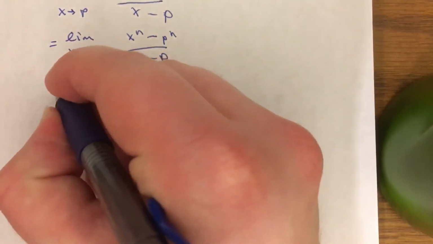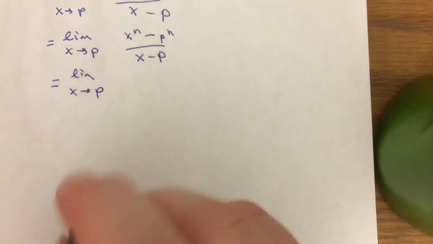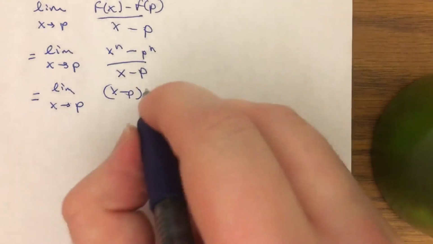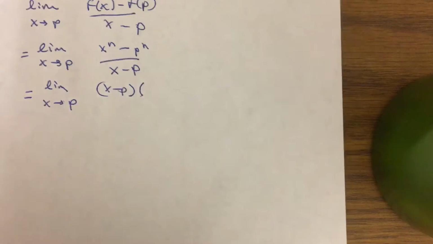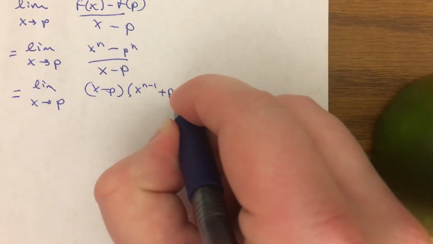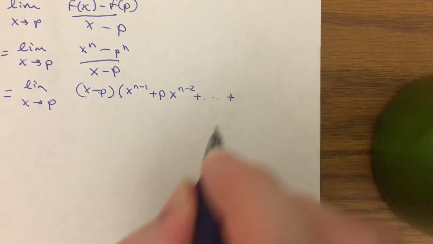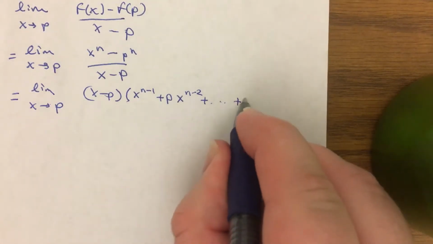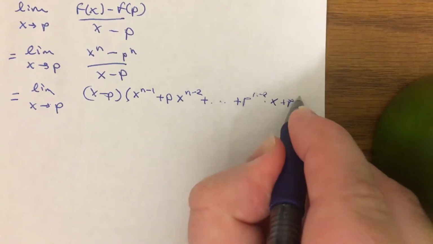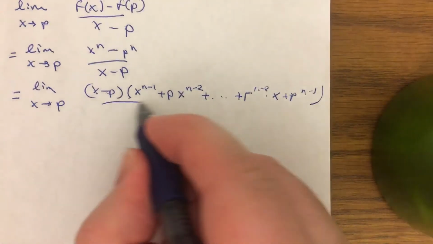So we can use the binomial theorem to factor out an x minus p on top. And then on top, we're left with this fun stuff: x to the n minus 1 plus p times x to the n minus 2 plus dot dot dot p to the n minus 2 times x plus p to the n minus 1. And that's all over x minus p.